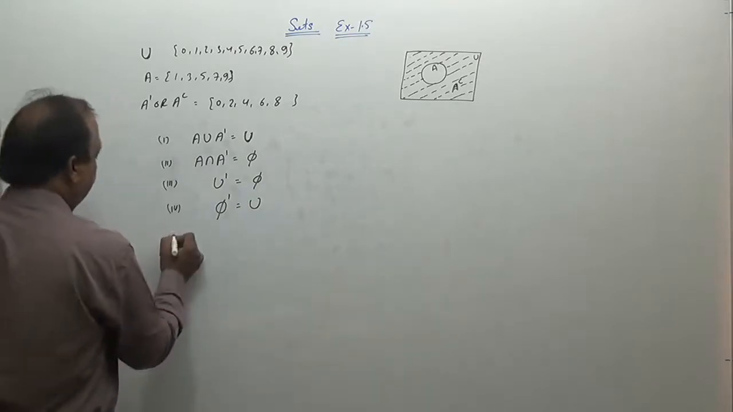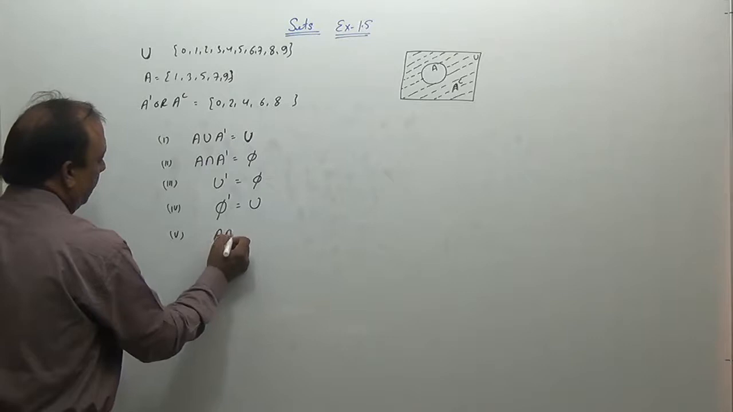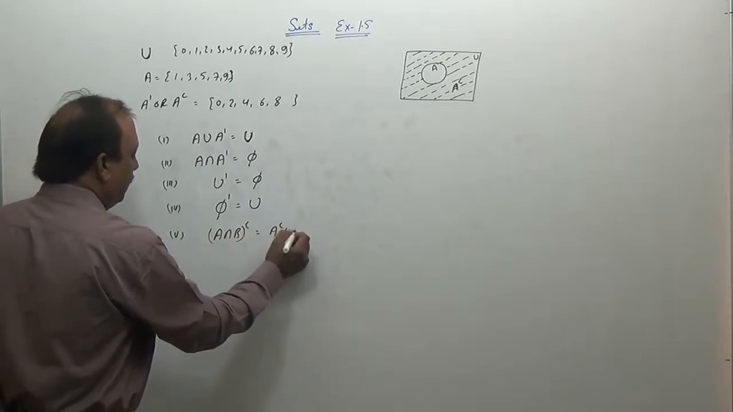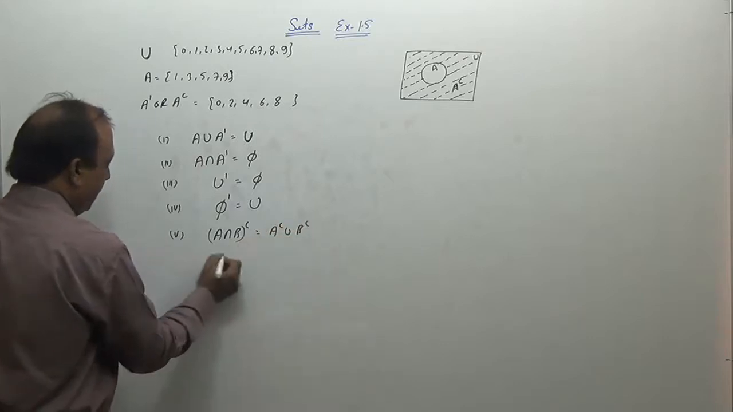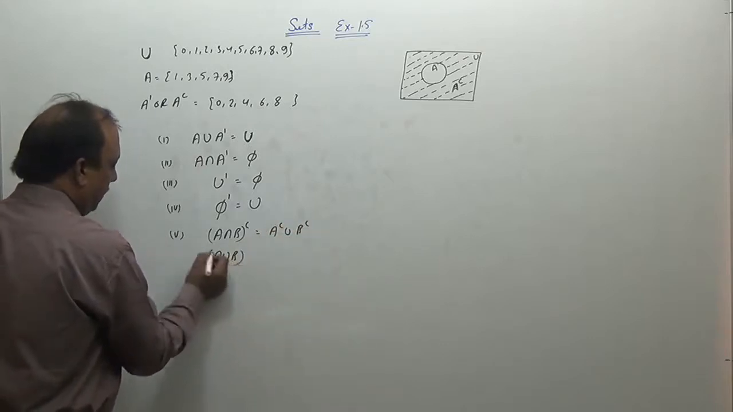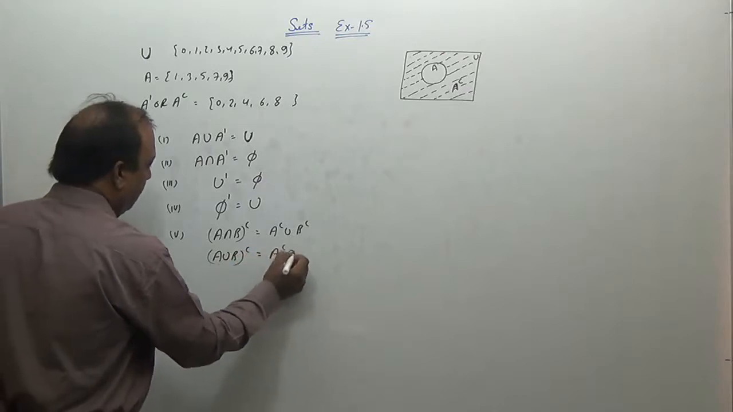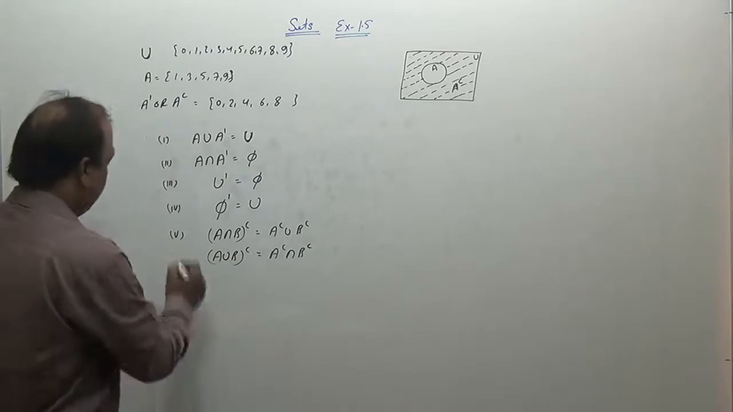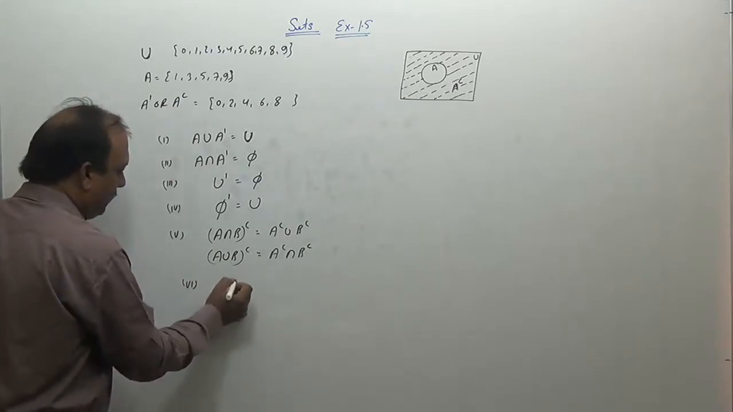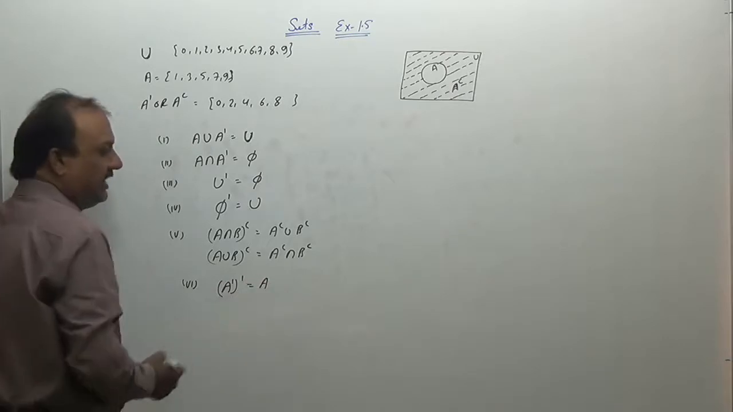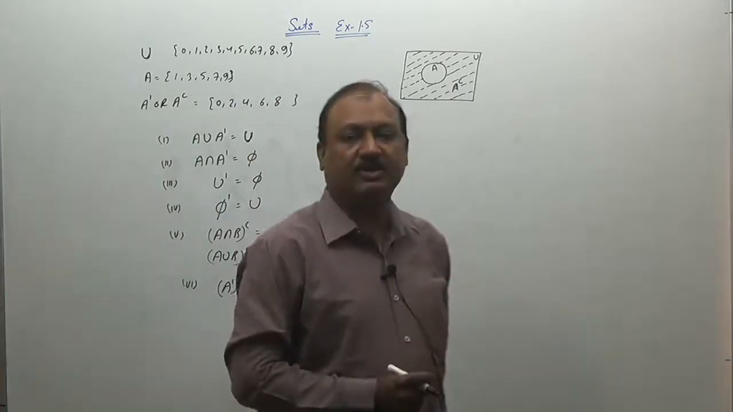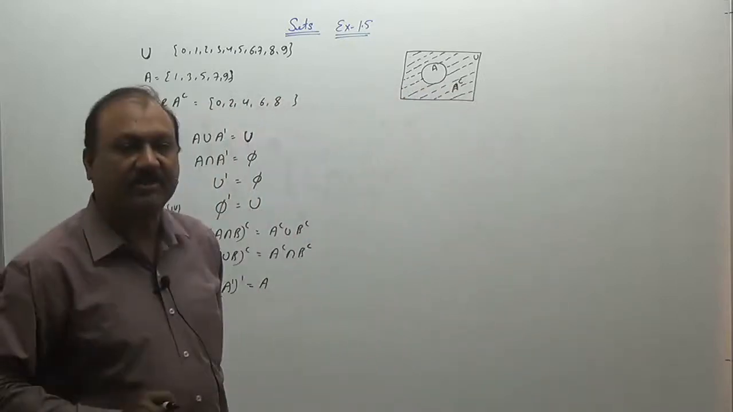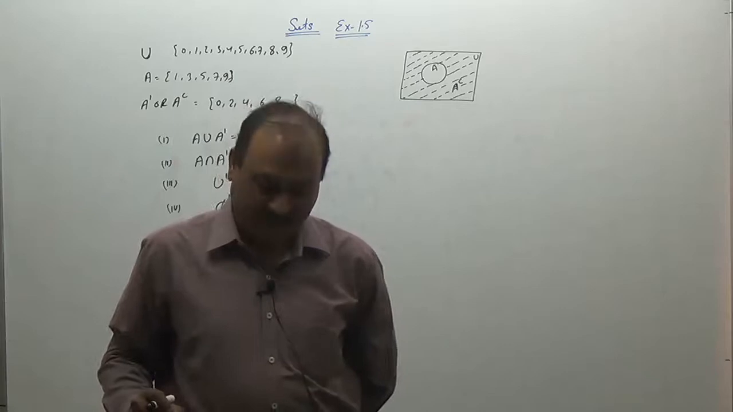Next are De Morgan's laws. (A intersection B) complement is A complement union B complement. And next, (A union B) complement is A complement intersection B complement. So there are some properties. Next, (A complement) complement is set A itself. So by using these properties, now we are going to discuss exercise 1.5 of the textbook.